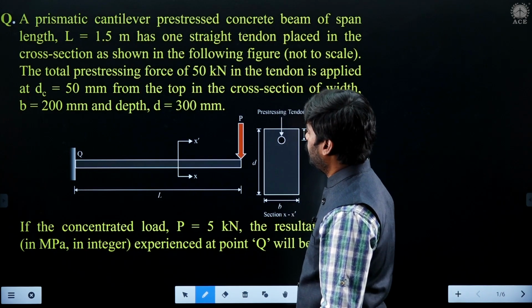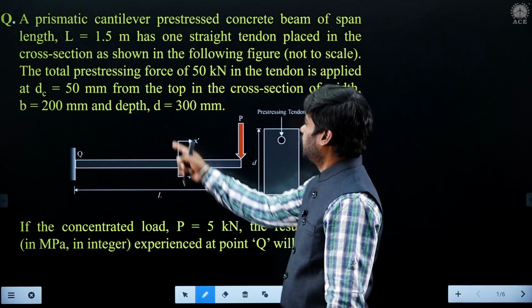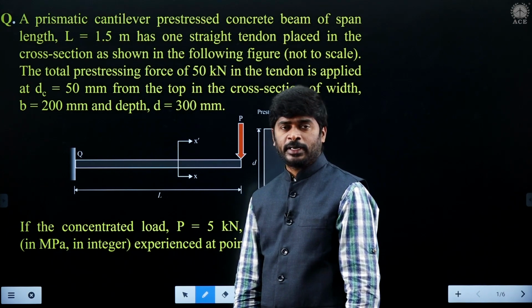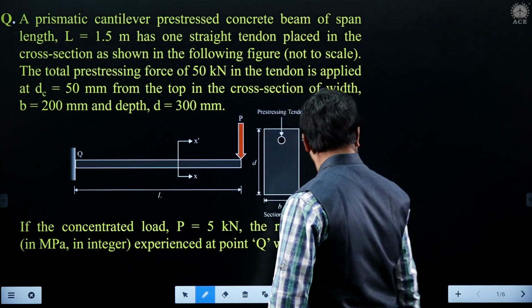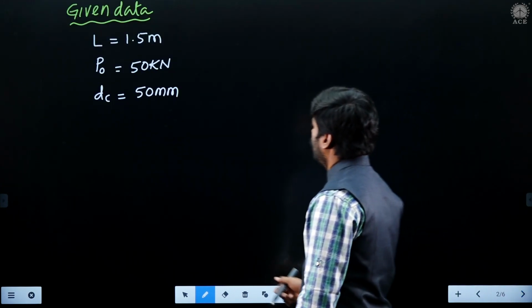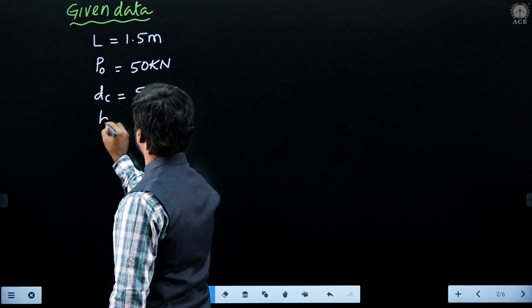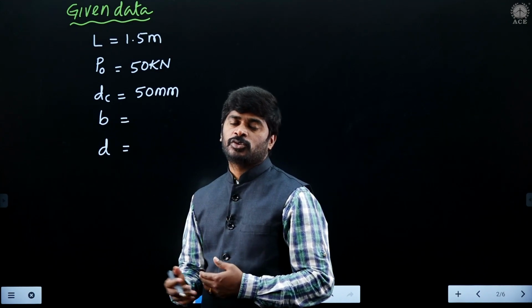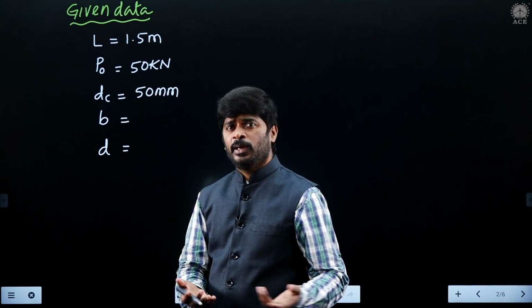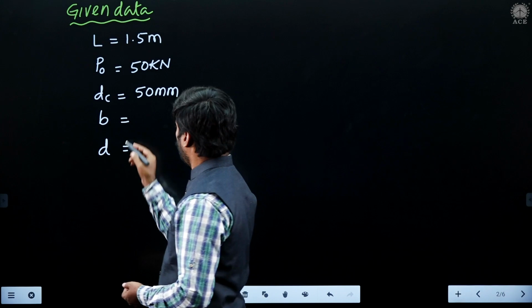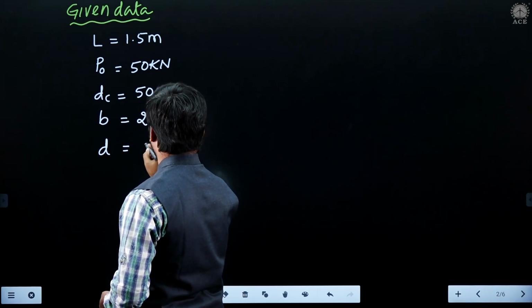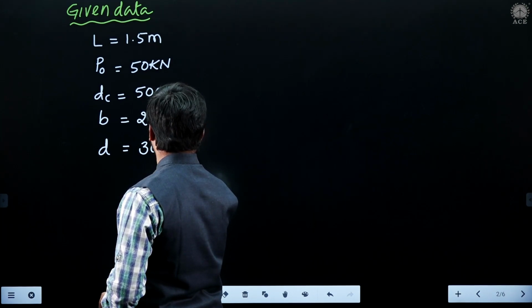Width given 200 mm and depth given 300 mm. The notation they have given is small d. You can take the same notation here, not a problem. Generally, we use the notation capital D for the overall depth of the beam, but in this question they have given small d. Let us use it as it is. Width of the beam is 200 mm, whereas depth of the beam is 300 mm.